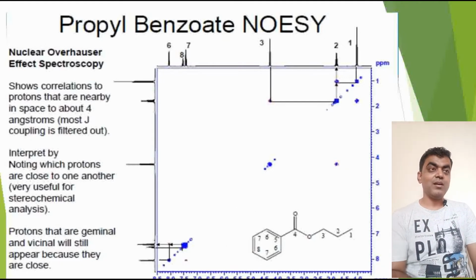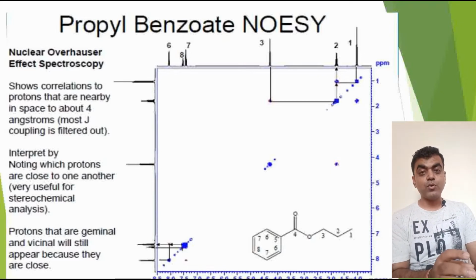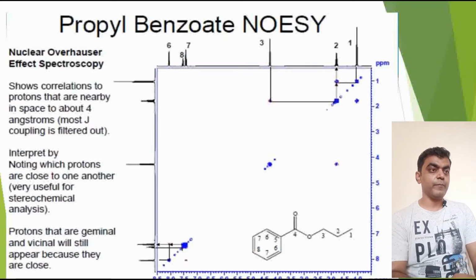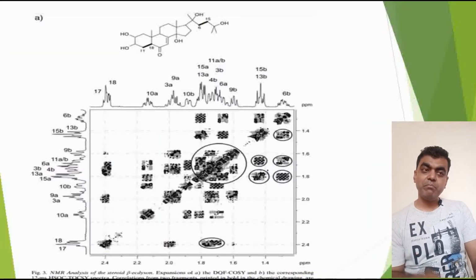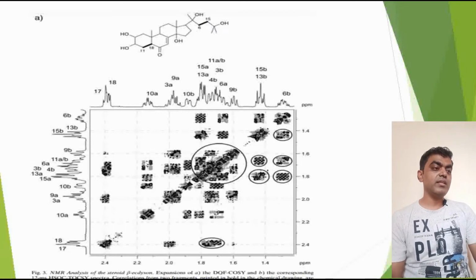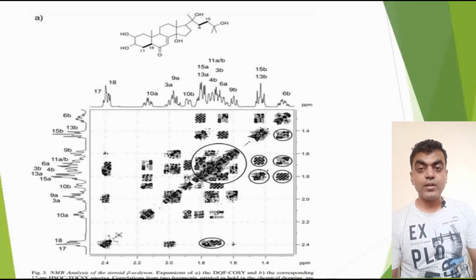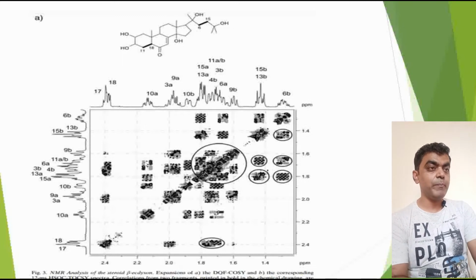When you do 2D, you get information which is much more solid, much more robust, and much more confirmatory compared to 1D data. Okay, so now let's make things a little bit more complex. In this, you see a steroid, a particular steroid, and we're trying to do it for a complex structure, so you get peaks like this.